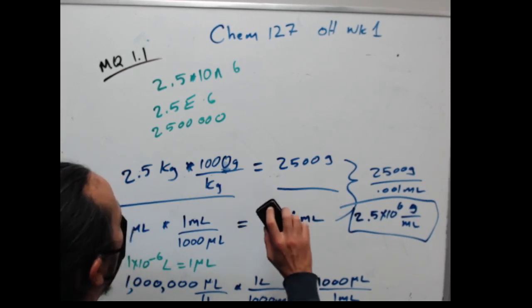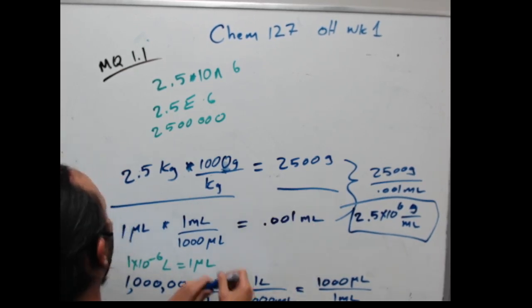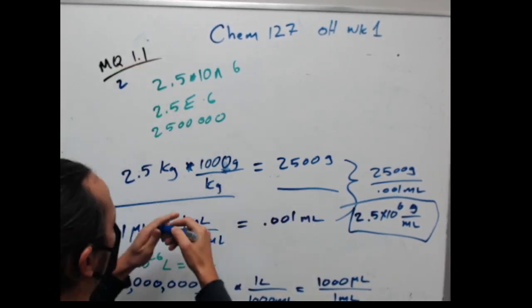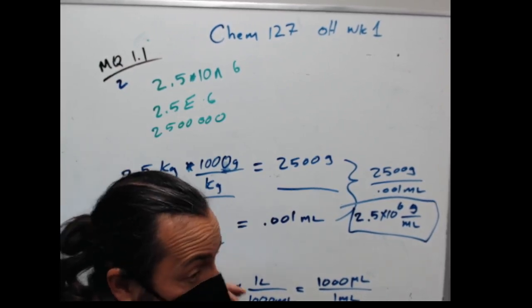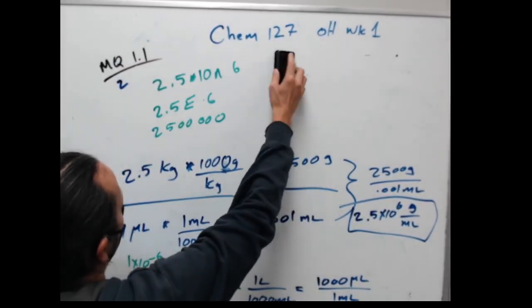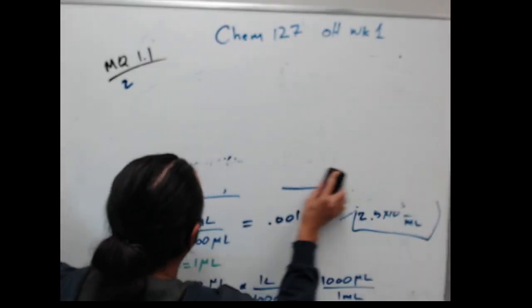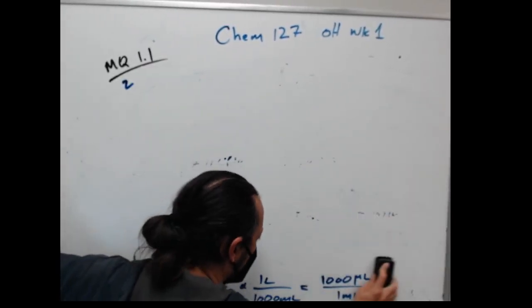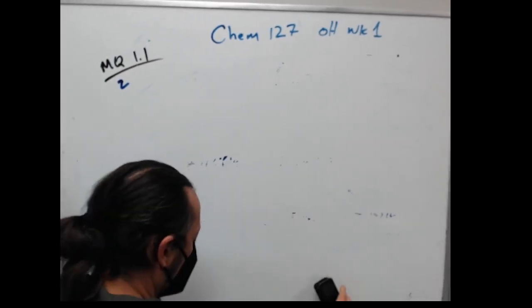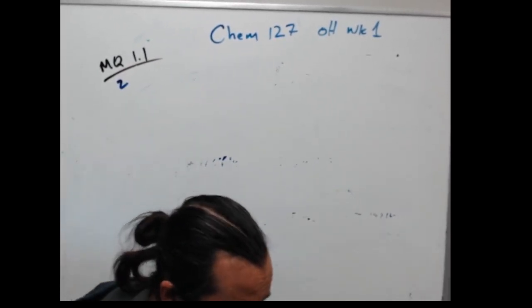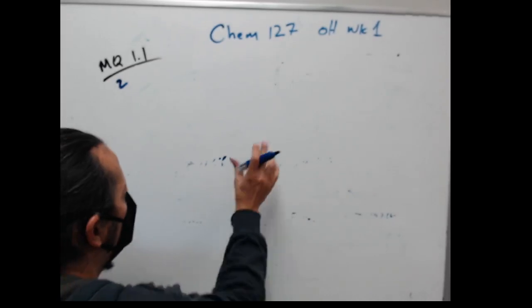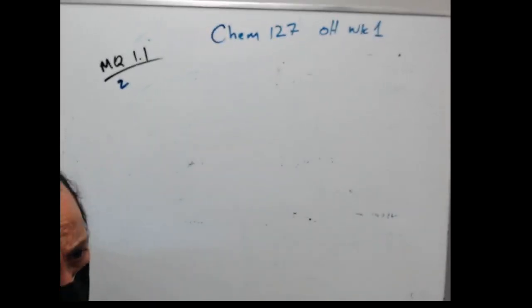Okay. So this is MQ1.1. This was number 2 that we just finished. I forgot to write that. This is number 15. So let's go ahead and look at number 15. I'm going to erase all of this. I can change the numbers a little bit if it makes you feel better. But what do we have?